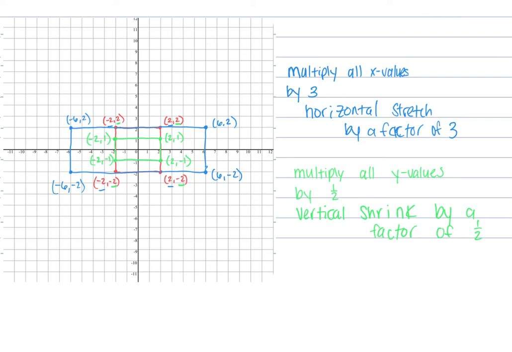Okay, but why was it a stretch when we multiplied by 3? Why was it a shrink when we multiplied by 1/2? Camilla? Because when you multiply by 1/2, the numbers are shrinking, because 1/2 is smaller than 3. Very good. That was awesome, okay?